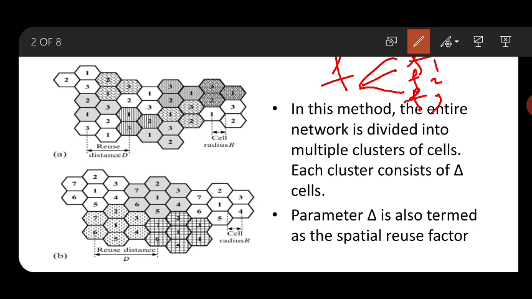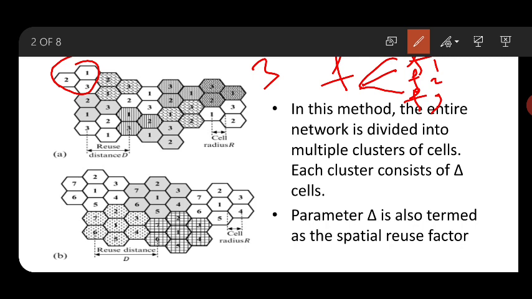Now the cell corresponding to 1 is f1, to 2 is f2, to 3 is f3. I hope you can see this is one cluster. What is the size of delta here? 3.